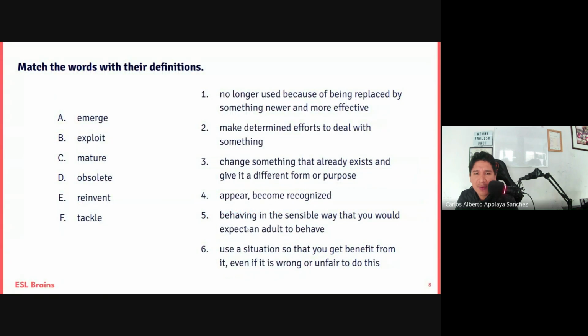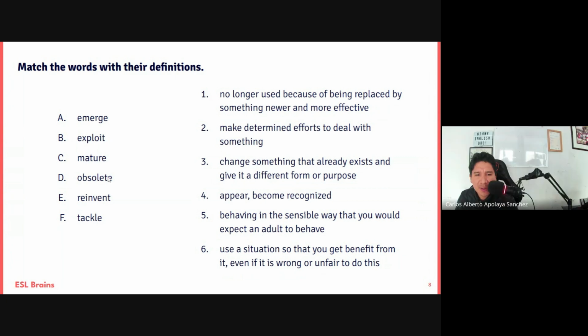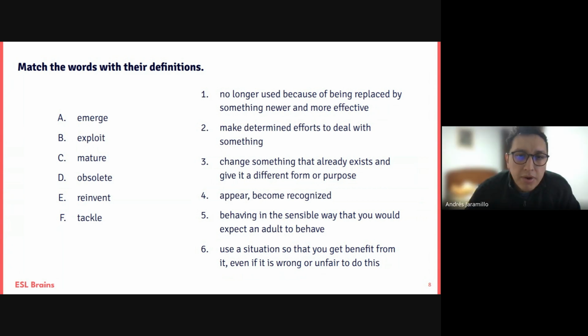Let's learn some vocabulary. We have emerge, exploit, mature, obsolete, reinvent, and tackle. Six words. So what is emerge? Wait a second. No longer use because they were no more effective.